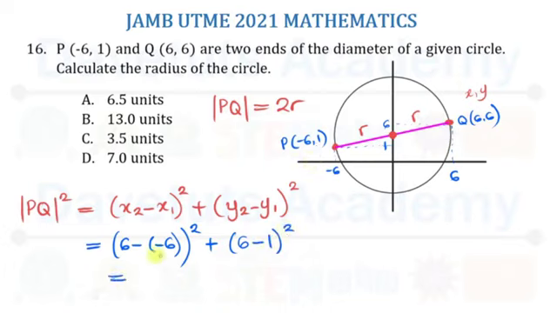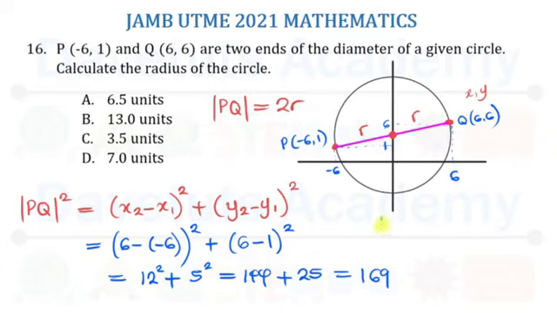So this is going to give us 6 minus minus 6 will become 6 plus 6, which is 12. So we have 12 square plus 6 minus 1 is 5. And we have this as 5 square. 12 square is 144. 5 square is 25. So PQ square is going to give us 169, such that PQ itself is going to be square root of 169, and that is 13.